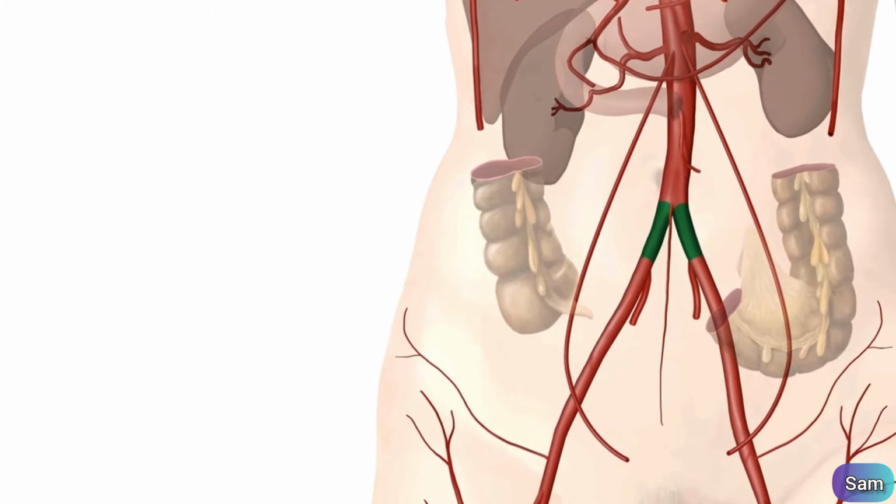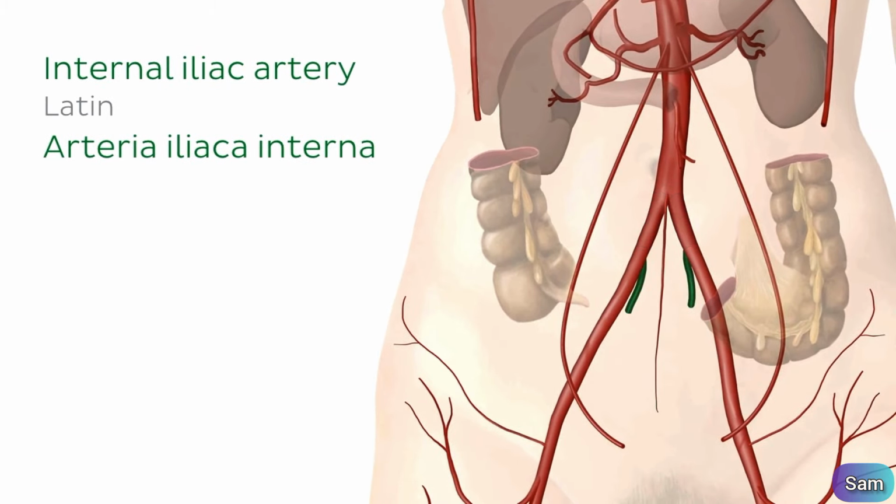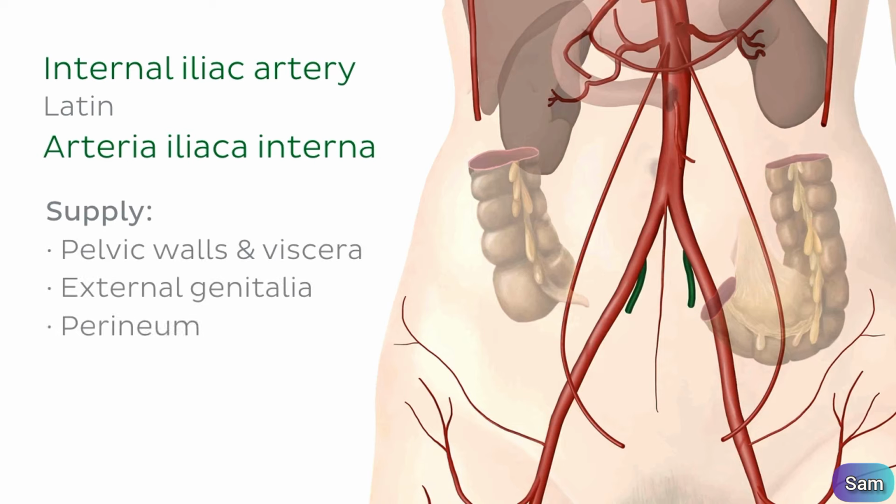So we're going to start first with the internal iliac artery, and the internal iliac artery is the smallest of the two branches of the common iliac artery. This artery supplies the pelvic walls and the viscera, the external genitalia, the perineum, and the buttocks, as well as the medial part of the thigh.